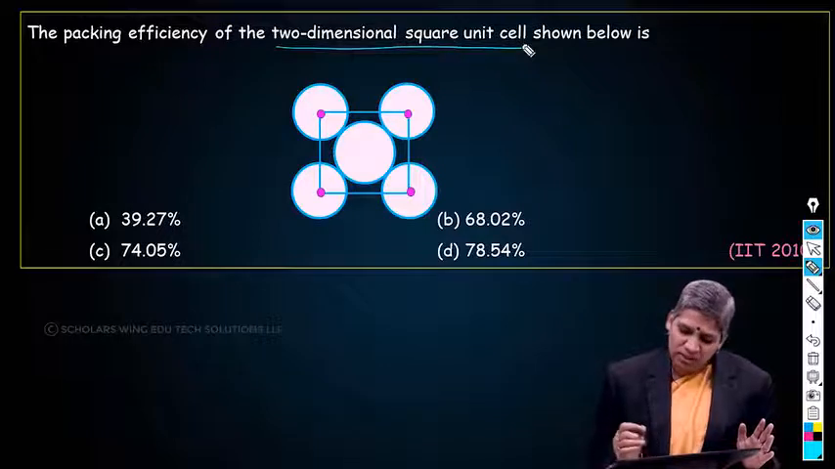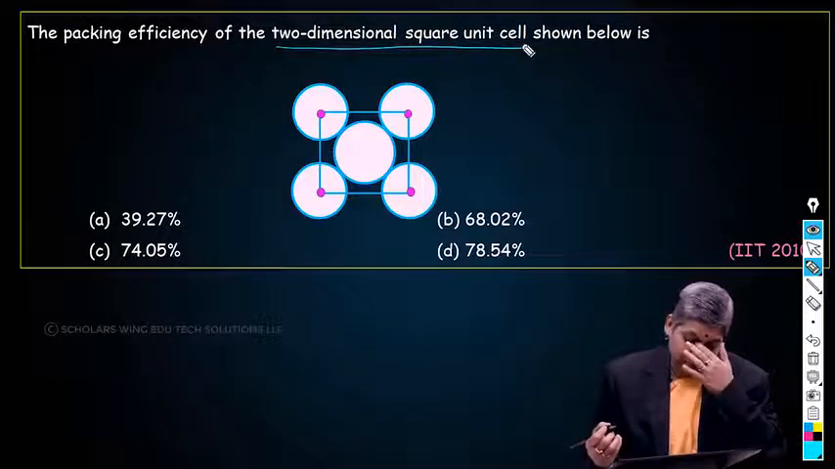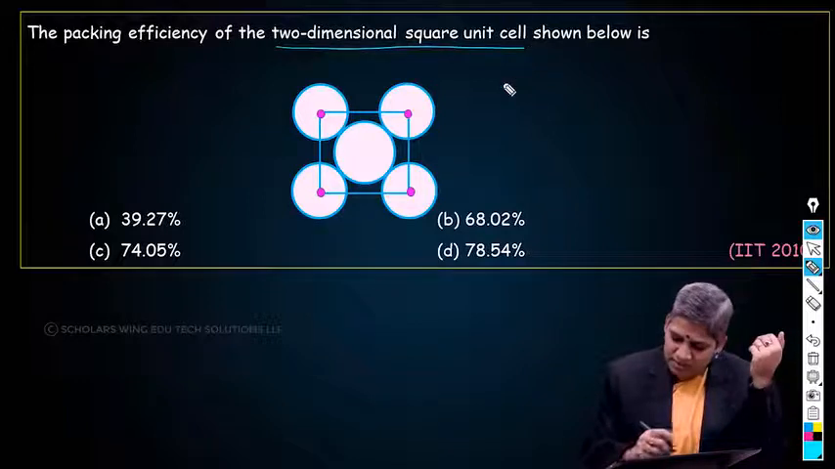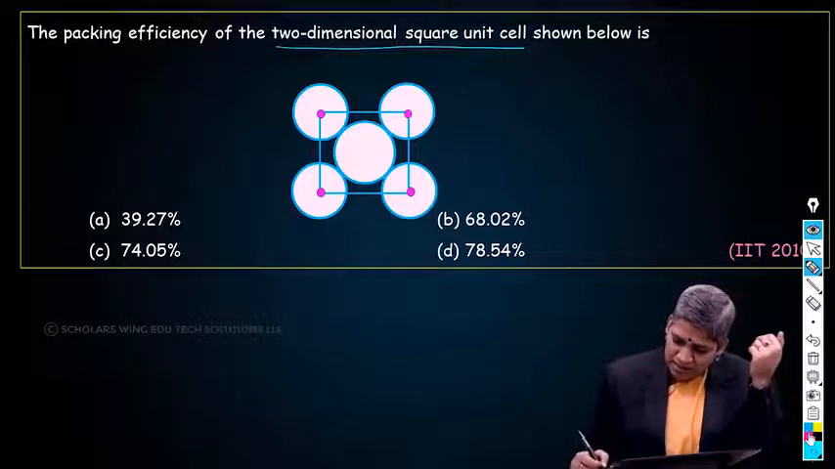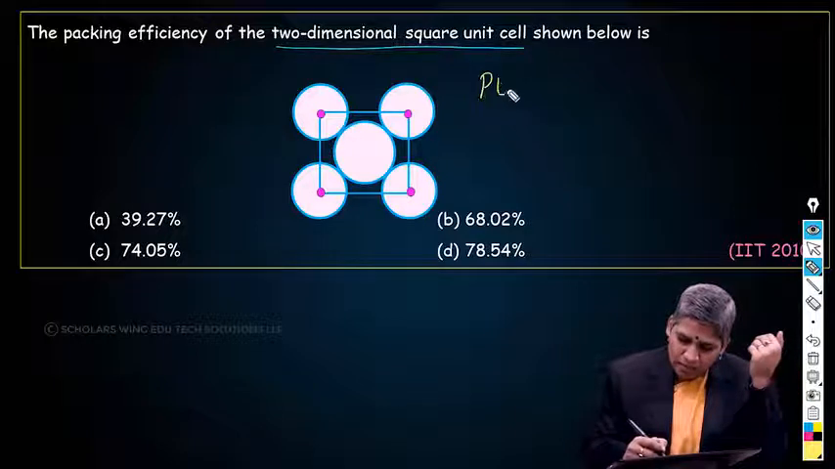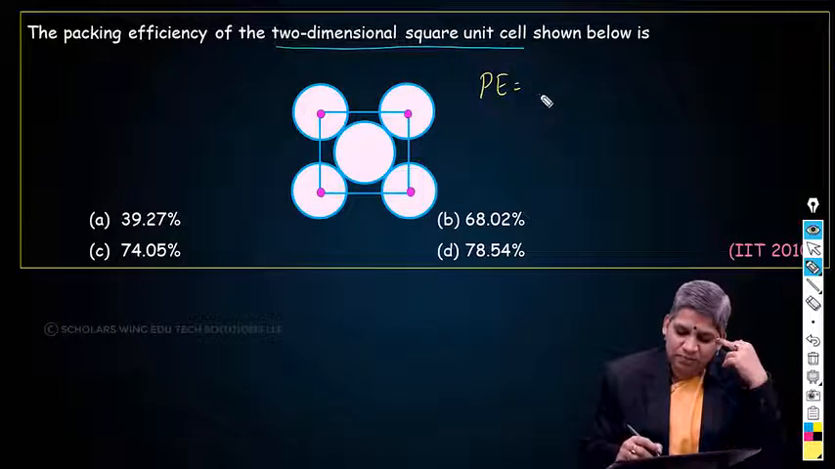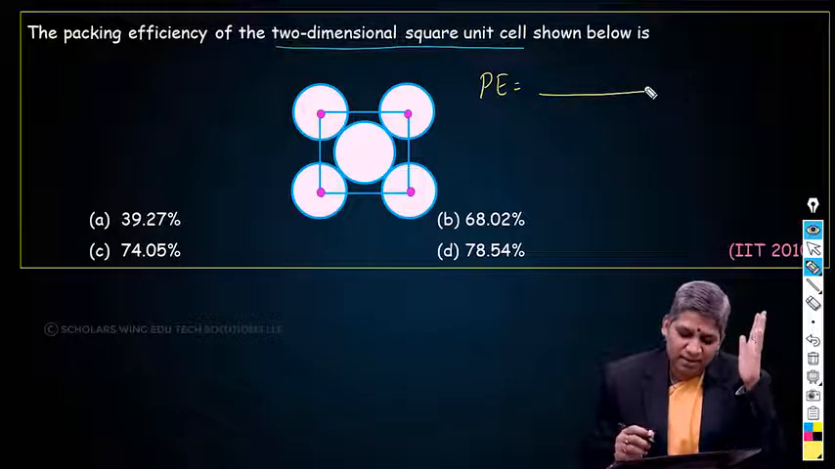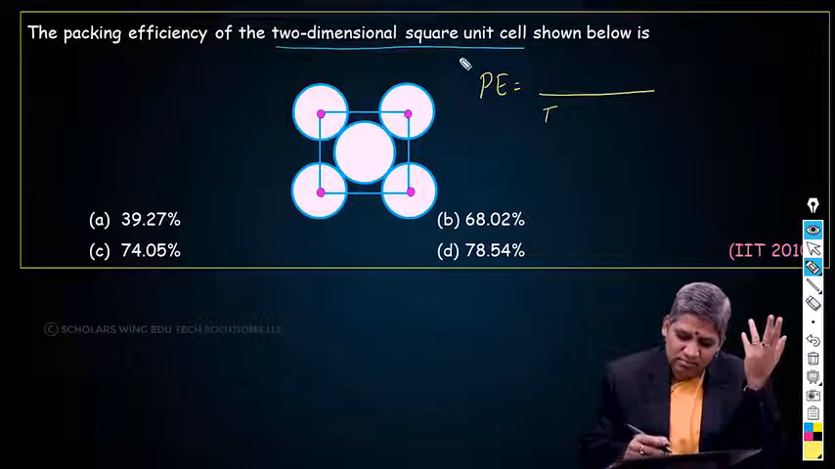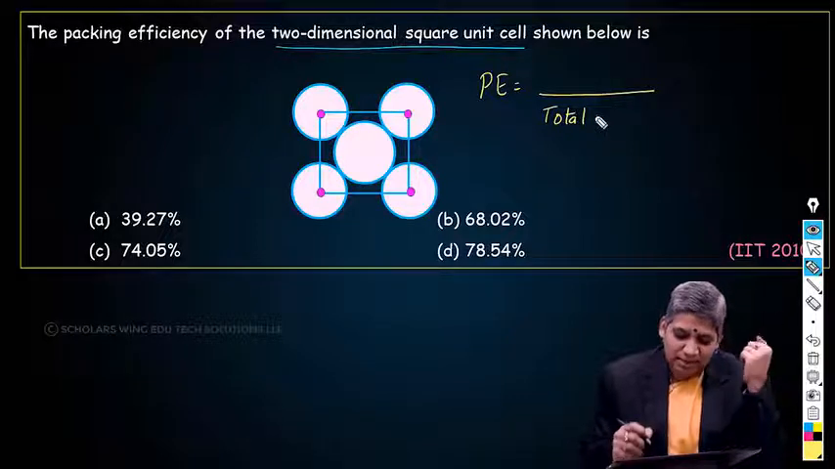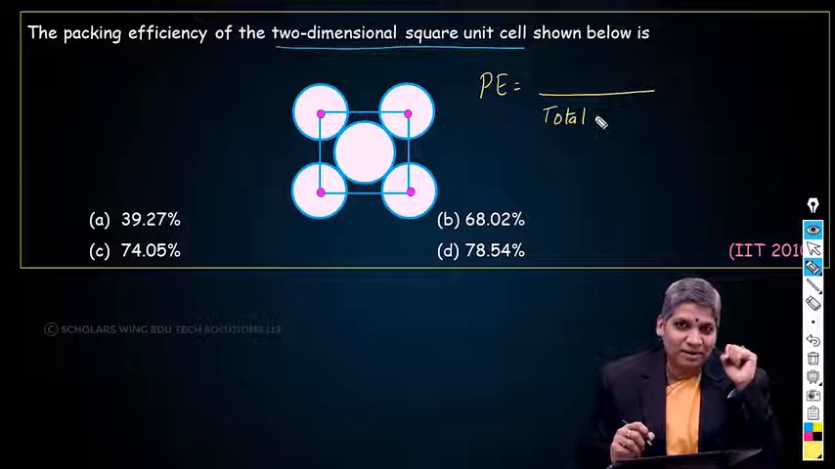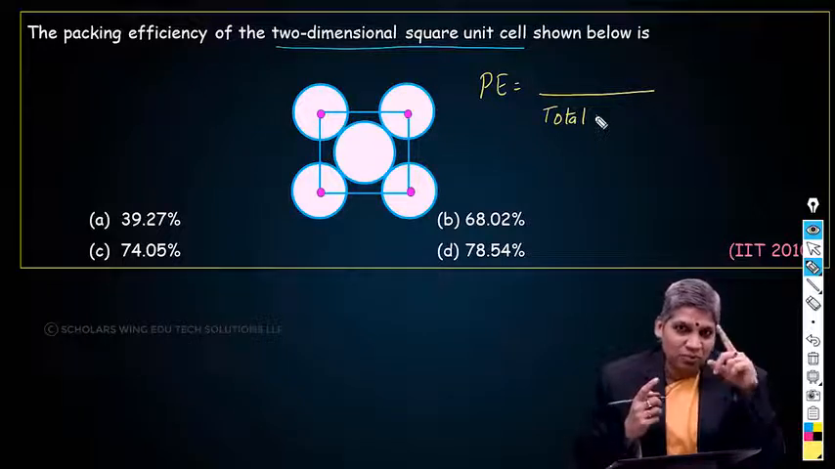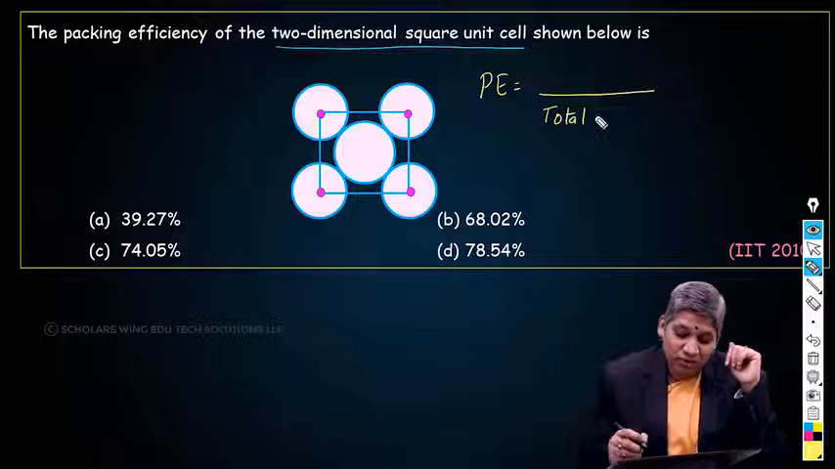First of all, what is the formula of packing efficiency, my dear? Even if you take a cubic system, packing efficiency is actually the volume of atoms over the total volume of the unit cell. So here also it's the unit cell only. Now the question is volume or area. If it is a cubic unit cell, it is volume, but it is a square unit cell. Therefore, you can't take volume, it is area because it is two-dimensional.